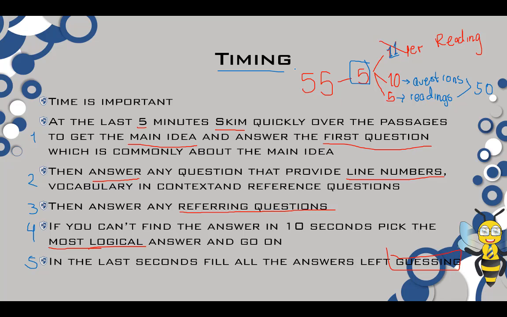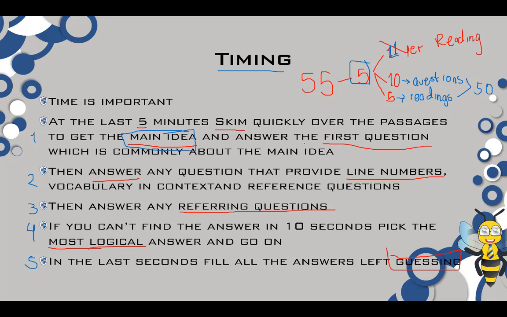Skim over the passages to get the main idea. Es como, skim es una lectura rápida a todo el texto, traten de leerla rapidito, solamente para identificar cuál es la main idea. ¿Ok? Normalmente la primera pregunta de la lectura siempre va a ser acerca de cuál es la main idea de la lectura. Okay, what's the main idea? What's the main topic of, or what was the purpose of the author with the lecture? Okay. Entonces, primero se responde esa pregunta.